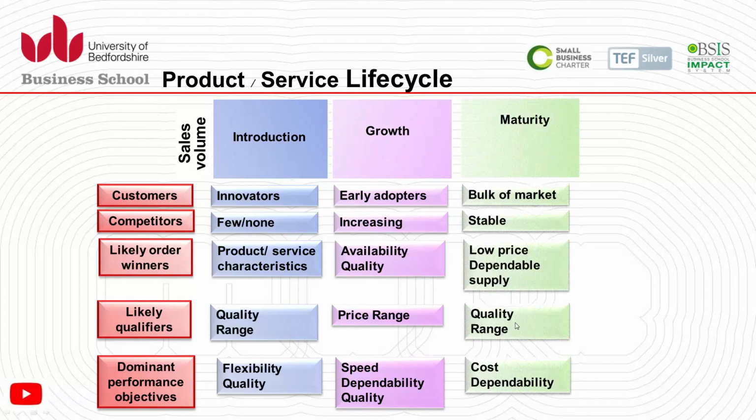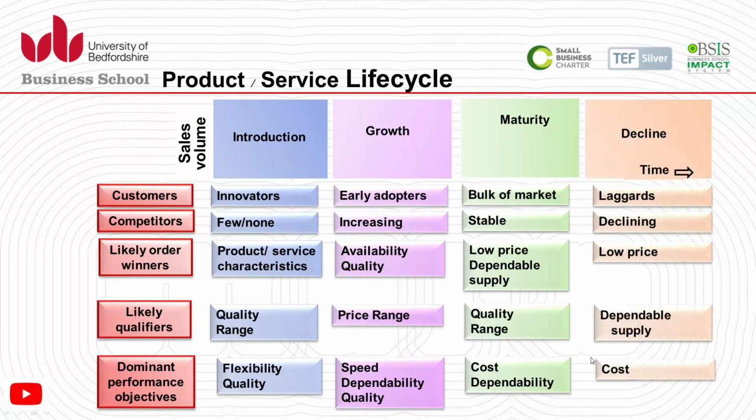At the maturity level, when the product or service reaches its peak in the market, there will be a bulk of customers in the market and the competition will become stable. However, the likely order winners will again depend on the price, dependability, and supply chain can be the key feature to be the winner. And then the likely qualifier is the quality and range at the same time, and the dominant performance objective again depends on cost and dependability.